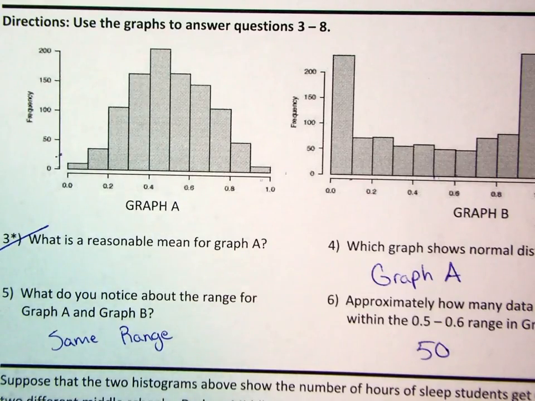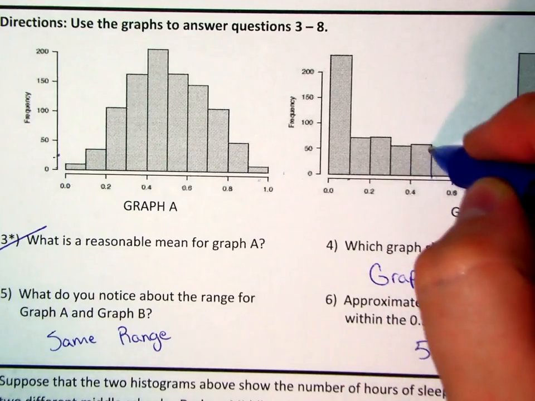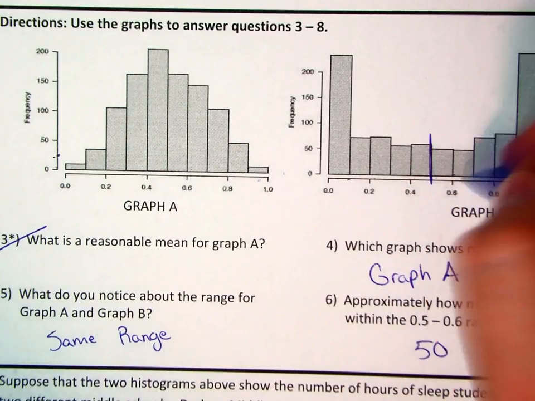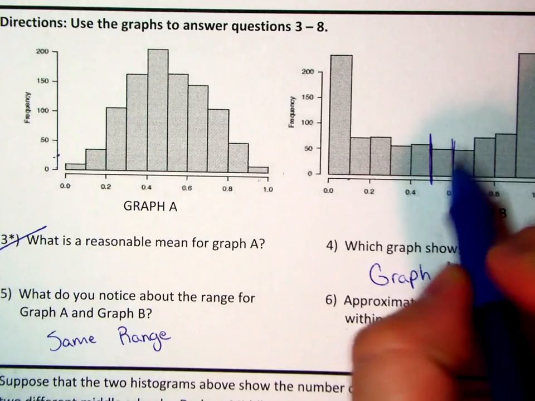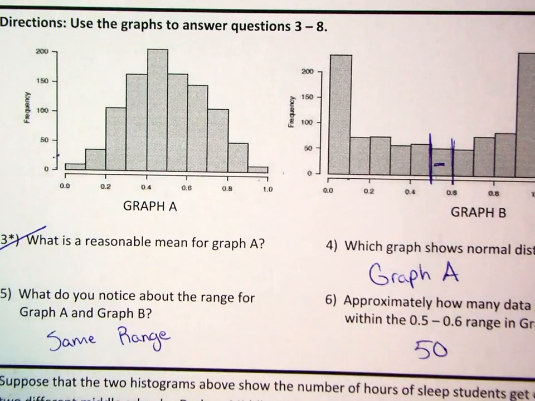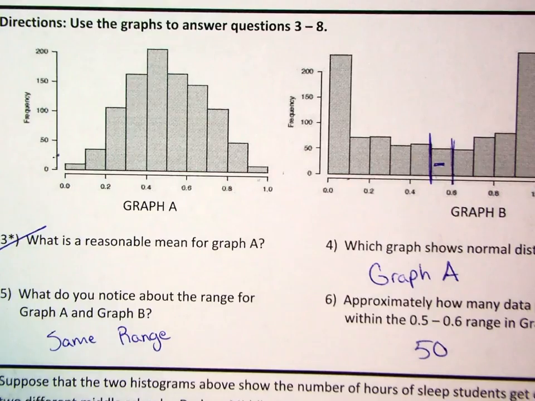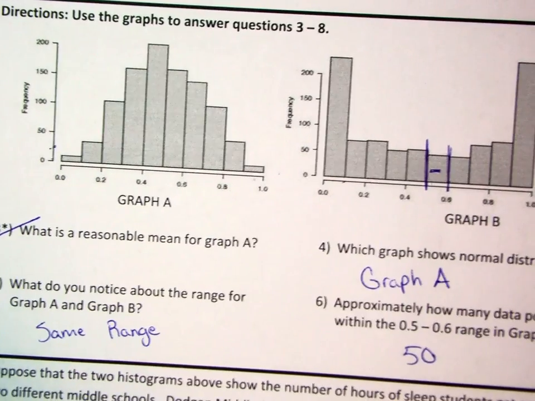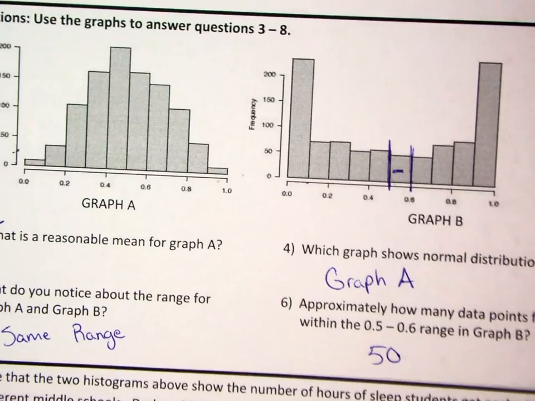Approximately how many data points fall within the 0.5 to 0.6 range in graph B? So we would find 0.5 would be here, 0.6 would be there. So what falls within that range? And that appears to be pretty close to the 50 on my frequency. So there would be approximately 50 data points within that range.